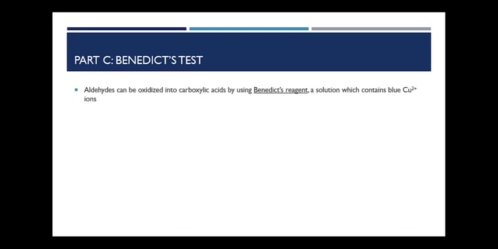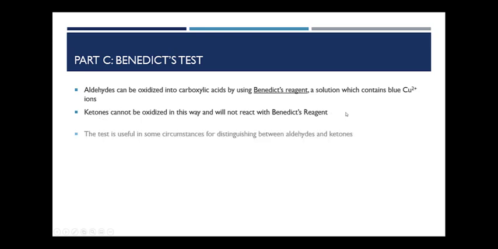In this final part of the experiment, we will be exposing the 4 different aldehydes or ketones to Benedict's reagent. Benedict's reagent, which contains the blue copper 2 ion, is able to oxidize aldehydes. That's something that we learned when we initially were studying alcohols. Primary alcohols can be oxidized to aldehydes. Aldehydes can be oxidized into carboxylic acids. We also saw that secondary alcohols could be oxidized into ketones, but ketones cannot be further oxidized.